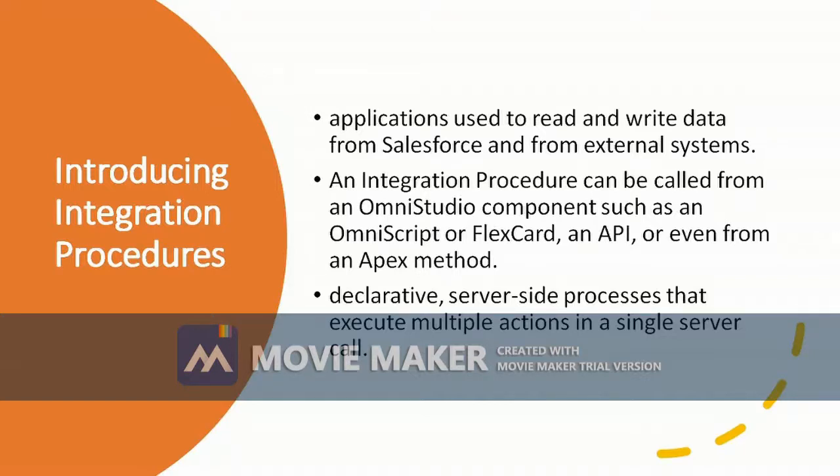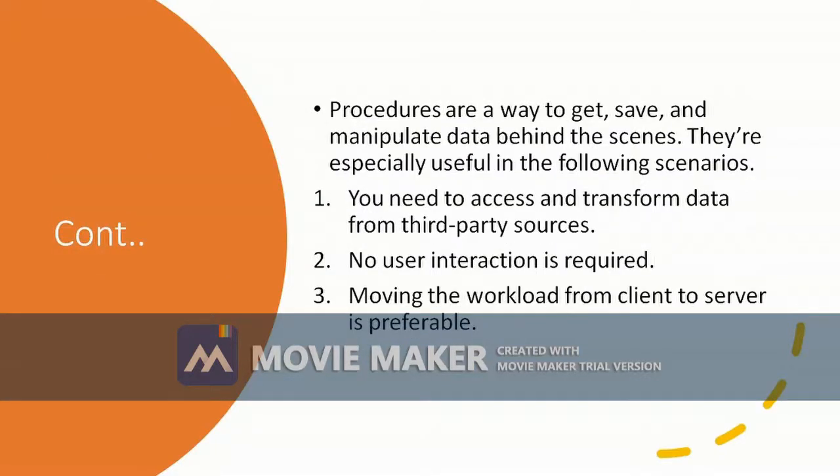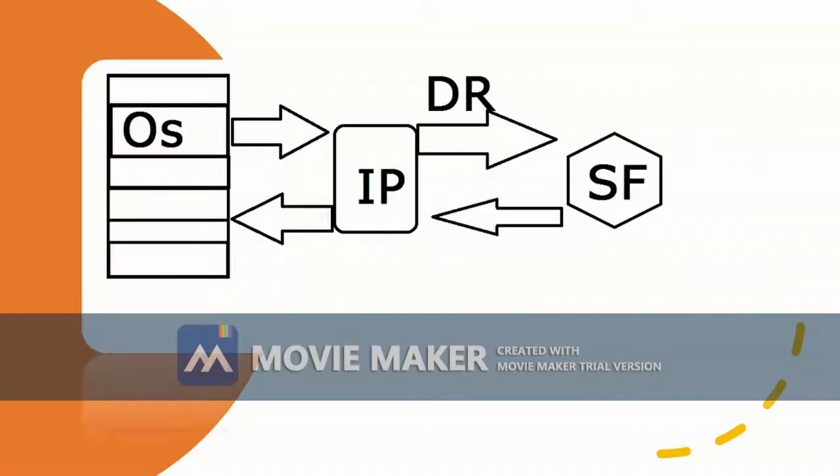Integration procedure is fully configurable, and there is no need of code for this. Also, integration procedure manipulates the data behind the scenes. They are especially useful in some scenarios. Like we have an idea of model view controller: if we observe the controller, the user cannot see the controller, and the business logic is written in the controller. In the same way here, IP will handle the business logic. Let me explain how IP works.